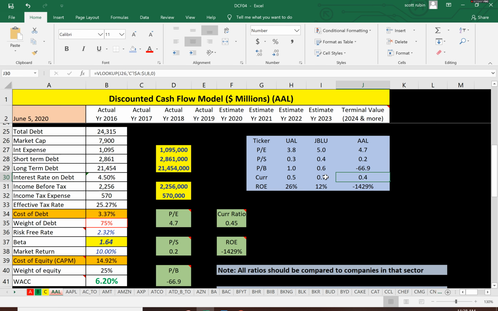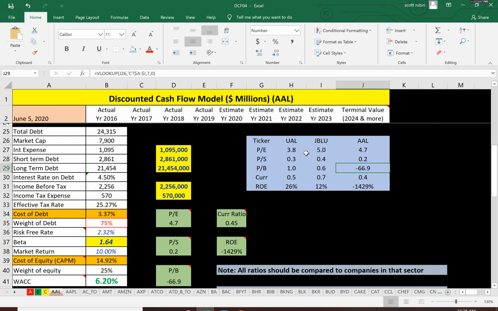ratios, and then you can see this is what you should be doing, comparing them to similar companies. So the PE is good for all the companies. It's all below 15. So is the price to sales. It's all strong. The price to book is really good for JetBlue and United, but it's negative for American, so that's obviously a bad thing.